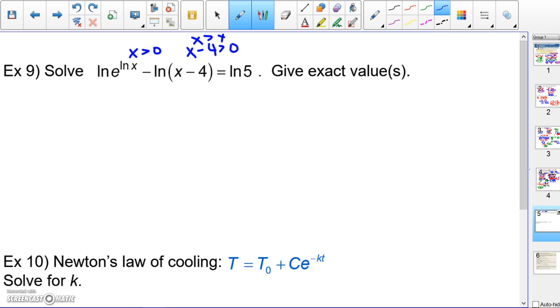If x has to be greater than 0 and x has to be greater than 4, then overall x is going to have to be greater than 4. So the domain on this problem, greater than 4, means from 4 to positive infinity.